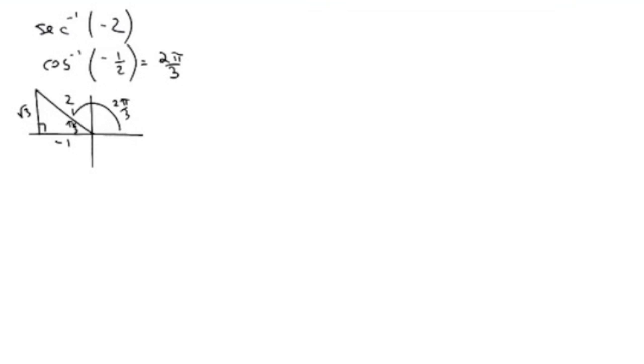Is cosine always in the first and second quadrant? First and second quadrant. Sine and tangent are first and fourth. Sine inverse and tan inverse are first and fourth.